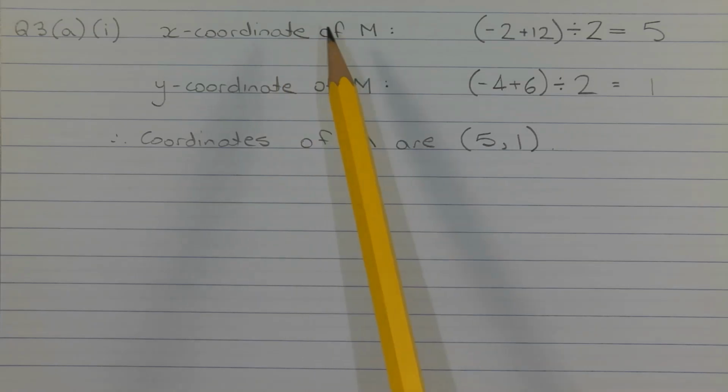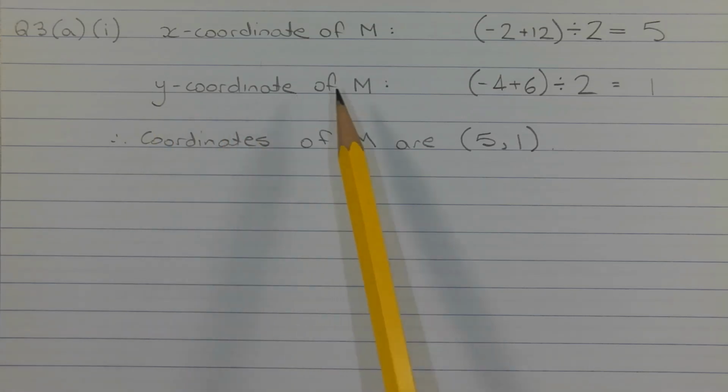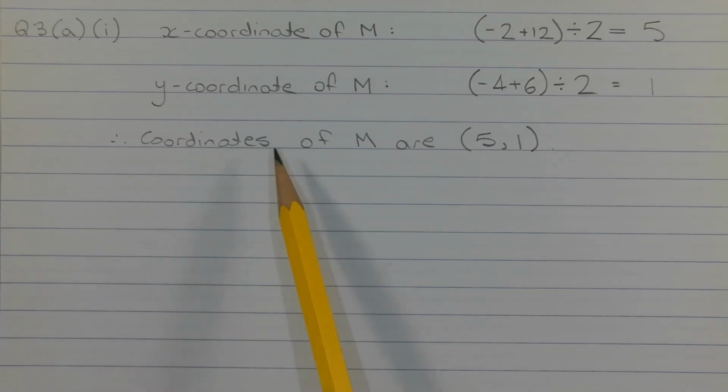So the x-coordinate of M is (-2 plus 12) divided by 2, which gives us 5, and the y-coordinate of M is (-4 plus 6) divided by 2, which gives us 1. Therefore, the coordinates of point M are (5, 1).